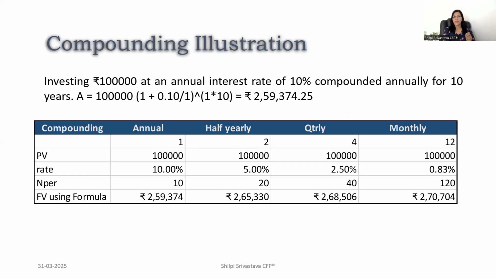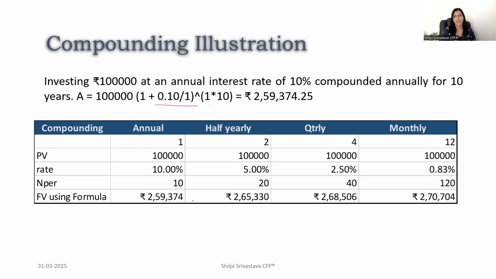So here, in this compounding illustration, you can see 1 lakh rupees is invested at an annual interest of 10% compounded annually. In the first line, you can see this is 10% divided by 1. Why is it 1? Because annual compounding is taken. N is 1 for annual compounding, and T is 10 years. Now take another example. If it is half-yearly, the rate of interest will be divided by 2. So 1 plus 0.10 divided by 2, with 2 into 10 as the power, right?